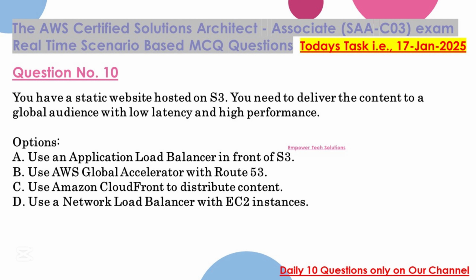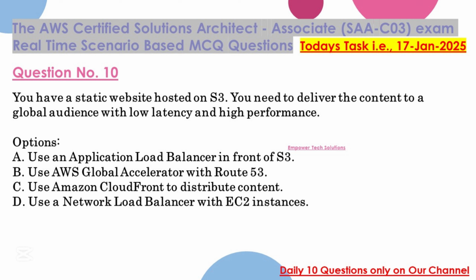You have a static website hosted on S3. You need to deliver the content to a global audience with low latency and high performance. Options: A. Use an application load balancer in front of S3. B. Use AWS Global Accelerator with Route 53.